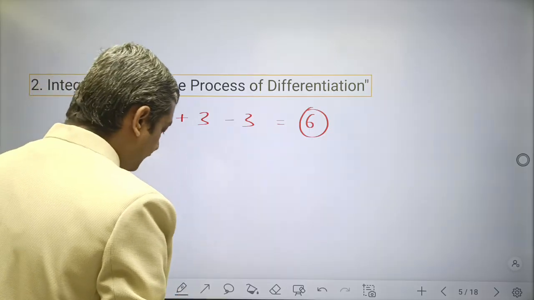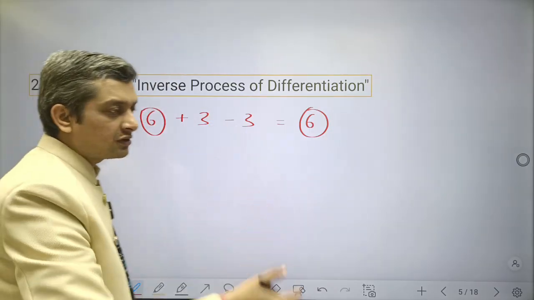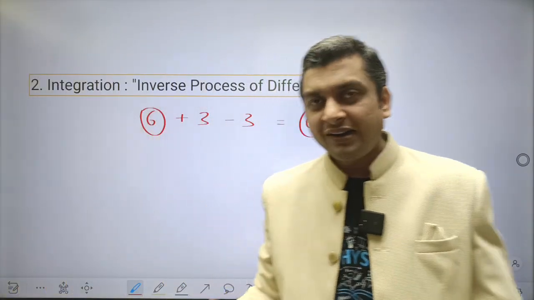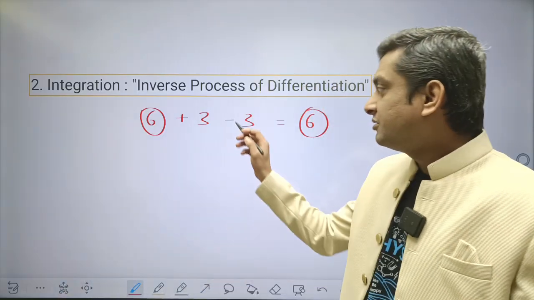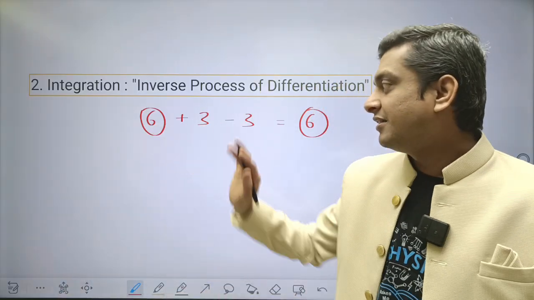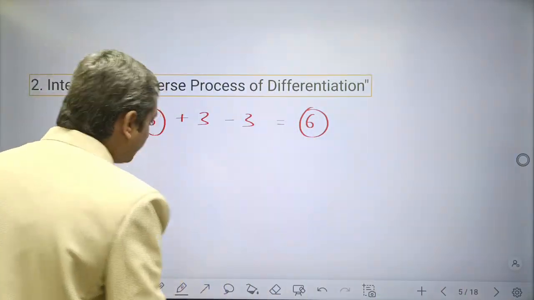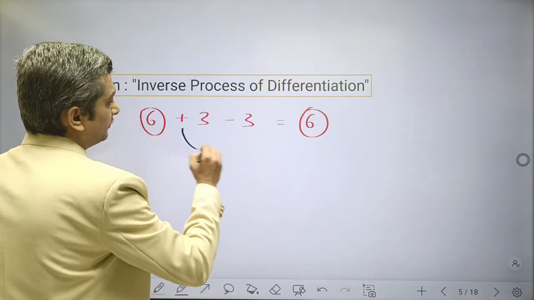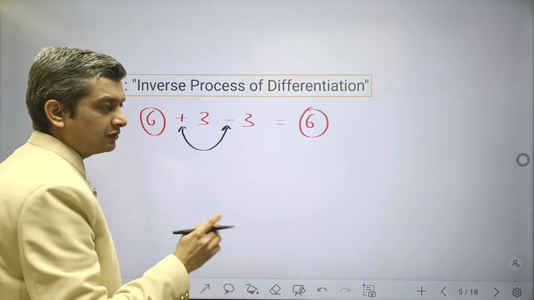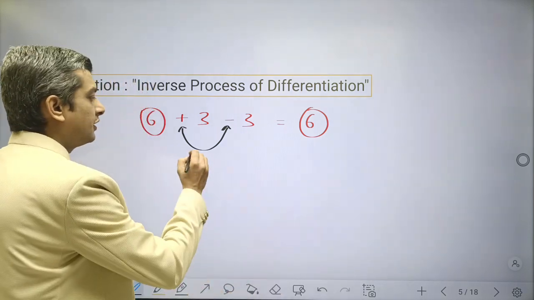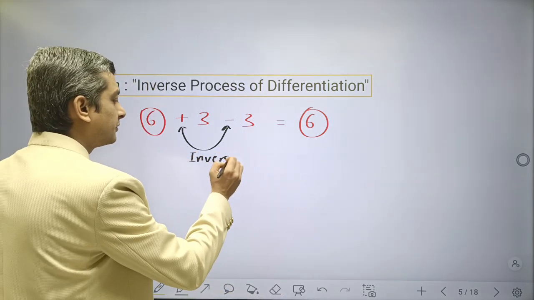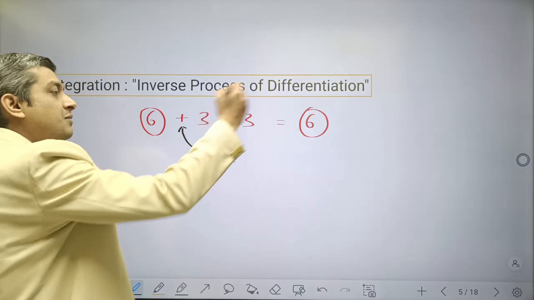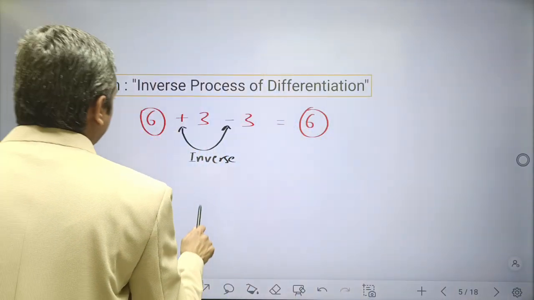So the two operations must be inverse of each other, because two operations, when taken in sequence, produce no change in the earlier number, isn't it? So these two operations, addition and subtraction, are inverse of each other, because we got the same result. So addition and subtraction are inverse of each other.